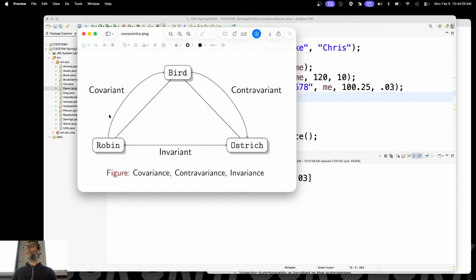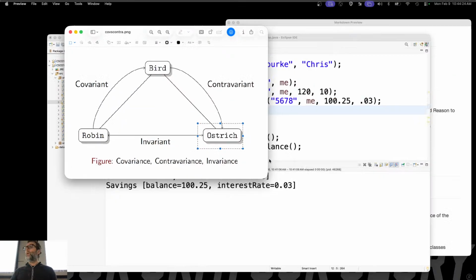Remember that all robins are birds, all ostriches are birds, but is a bird an ostrich, or is a bird a robin, and is a robin an ostrich, or vice versa, right? The covariance is what I'm looking at here. I want to take a robin and treat it as a bird. I want to take an ostrich and treat it as a bird, because I'm just going to treat them all as birds.